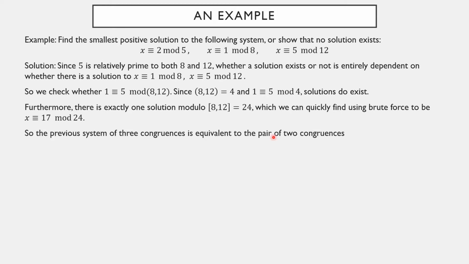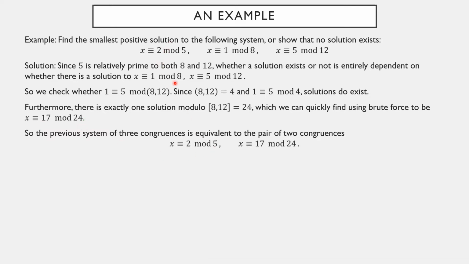Now, just using the brute force technique on the previous slide, I just list out 1, and then I start adding 8, and I keep checking mod 12 until I find a solution. 1 is not equivalent to 5. Add 8. 9 is not equivalent to 5. Add 8. 17 is equivalent to 5 mod 12. So these two equivalences here can exactly be replaced with just a single equivalence, x equivalent to 17 modulo the least common multiple of 8 and 12, which is 24.